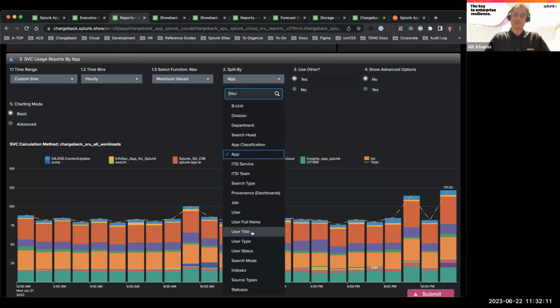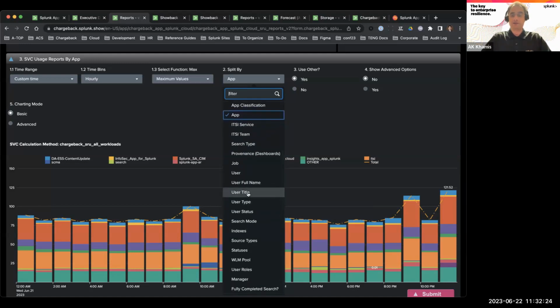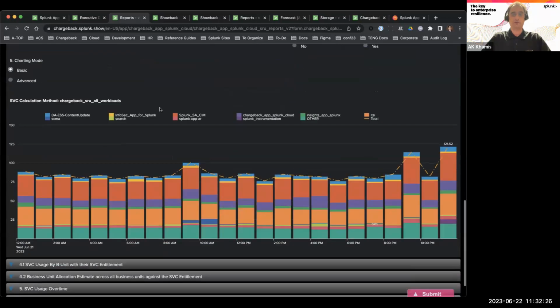Why do we have this business information, right? Maybe there's a data scientist going out and creating a massive amount of searches that are very costly. We can identify him by his role if we have that business information. So it's very nice to have that additional context into the equation.